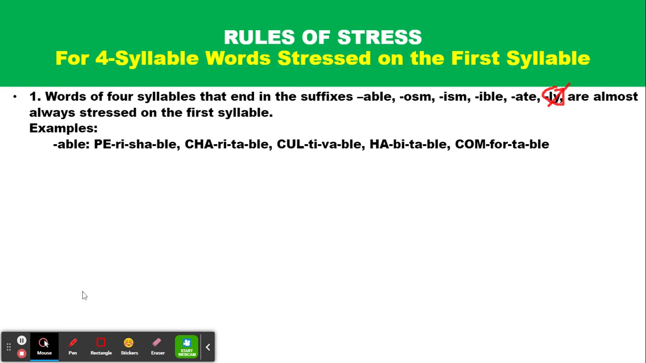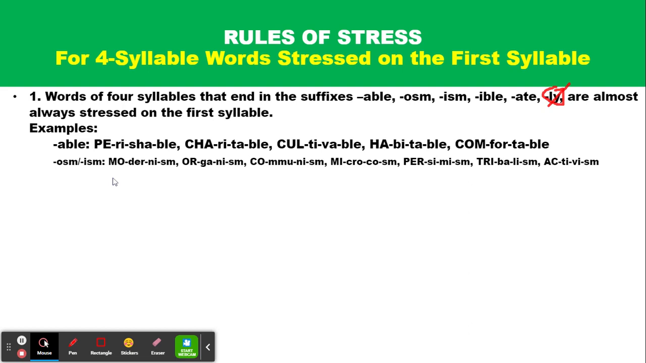Now, examples of words ending with the suffix able. We have perishable, charitable, cultivable, habitable, comfortable. See, stress on the first syllable.